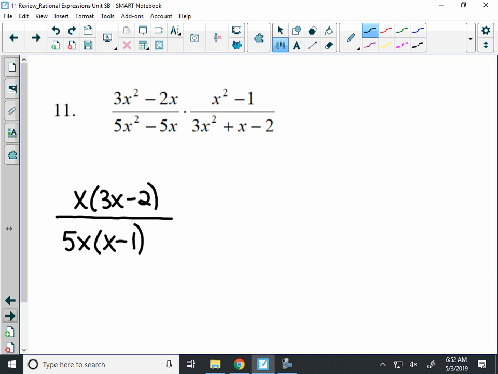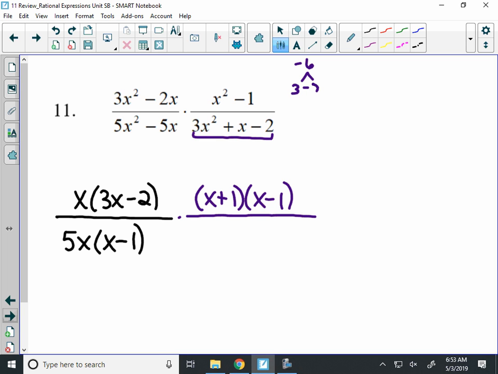Alright, let's deal with the second fraction now. My numerator can factor as difference of squares. X plus 1, x minus 1. And the denominator here I'm going to need to do split the middle. Alright, so off to the side I need two numbers that multiply to negative 6 and add to 1. That would be 3 and negative 2.